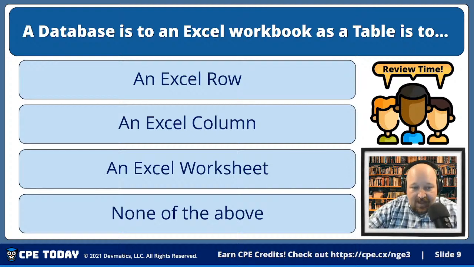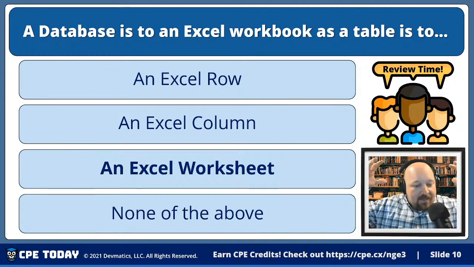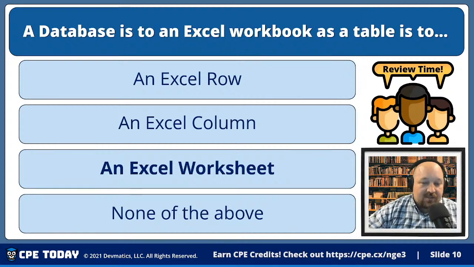So it's not a row, it's not a column, and in fact, it is a worksheet. A worksheet is a collection of rows and columns, which in and of themselves are a collection of cells. So in this question, I would encourage you to think of it in this paradigm. A database contains several different tables. Tables contain rows and columns contain cells. Just like an Excel workbook can contain worksheets, worksheets can contain rows and columns contain cells.